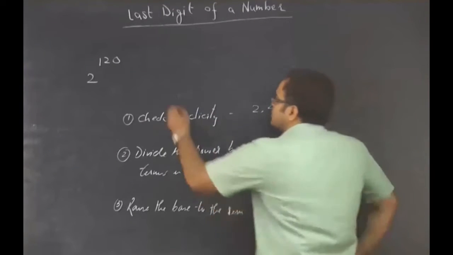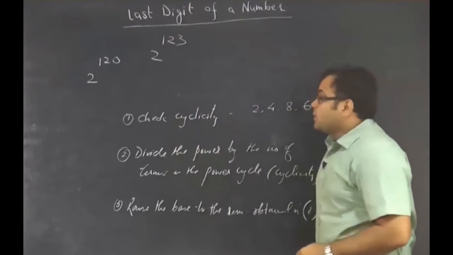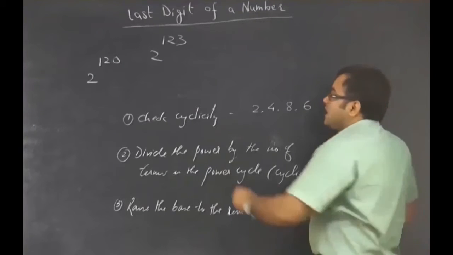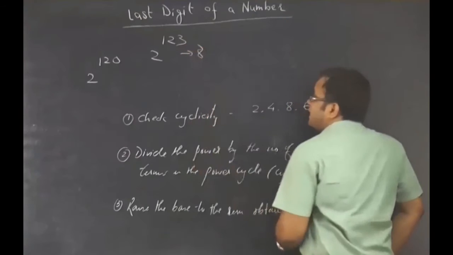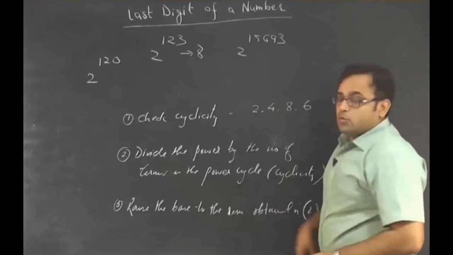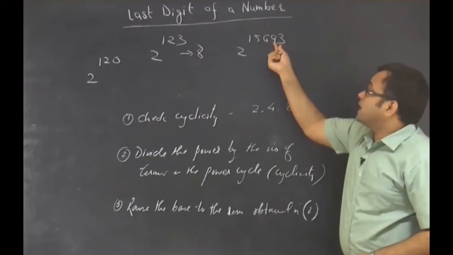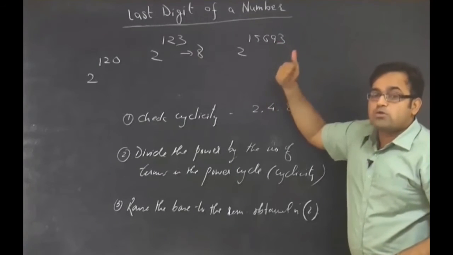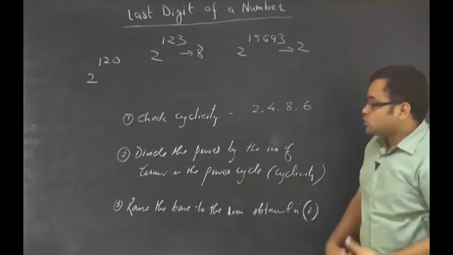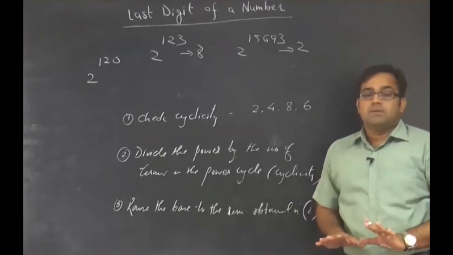Let's take a couple more examples. Let's say I'm looking at 2 to the power 123. 23 divided by 4: 4 fives are 20, gone, remainder is 3. 2 to the power 3 is 8. So the last digit here would be 8. Next, 2 to the power 15693. Once again, I'm interested only in the last 2 digits. 93 divided by 4: 4 twenties are 80, 4 twenty-threes are 92, remainder is 1. 2 to the power 1 is 2. So here the last digit would be 2. And so on and so forth. So this is the basic method for the powers of 2.